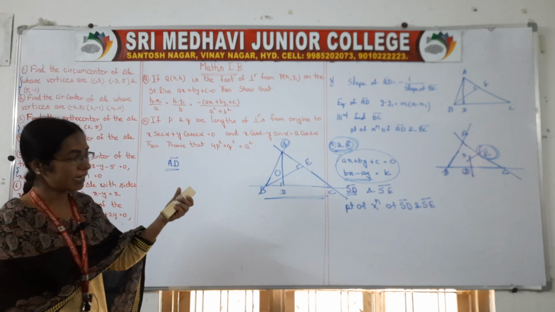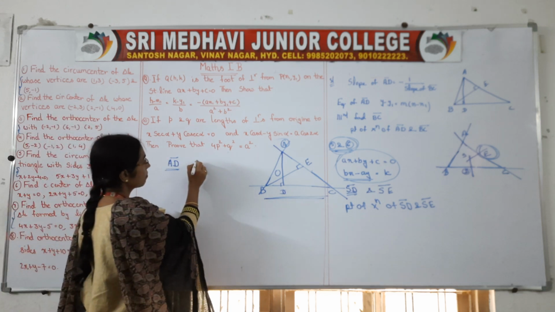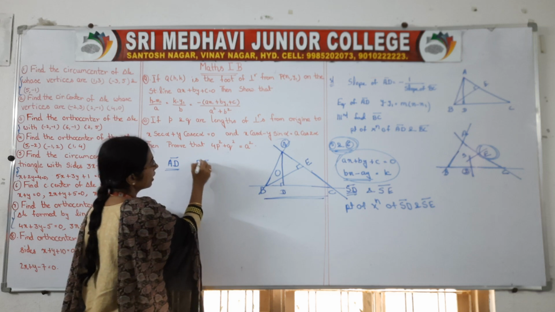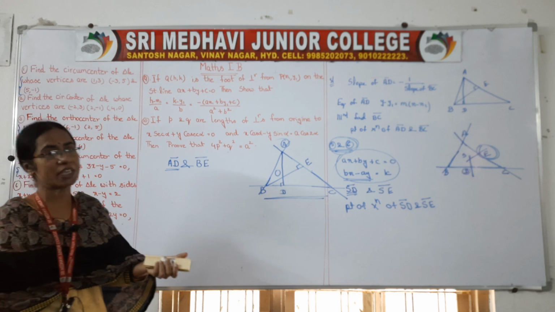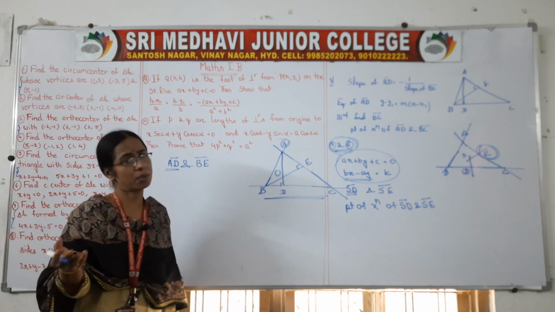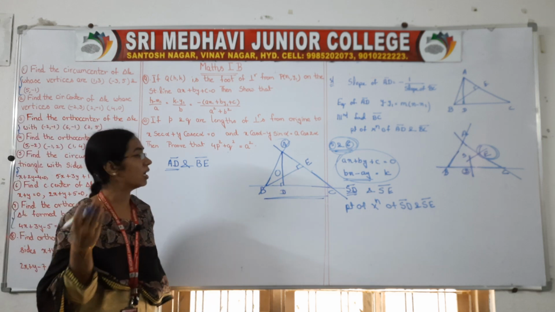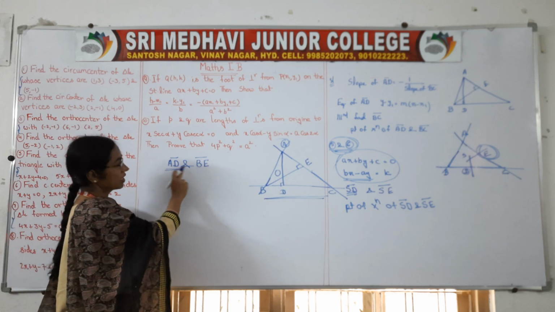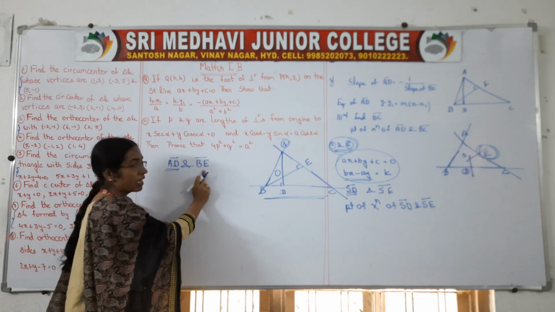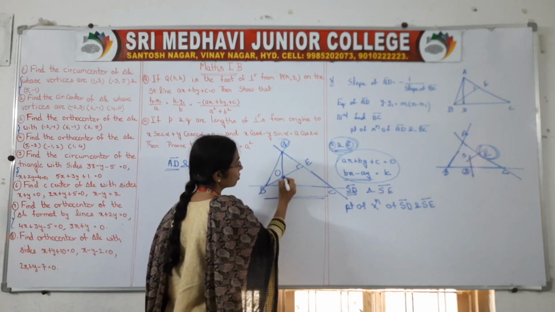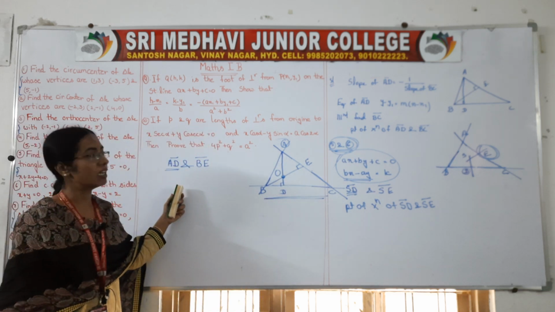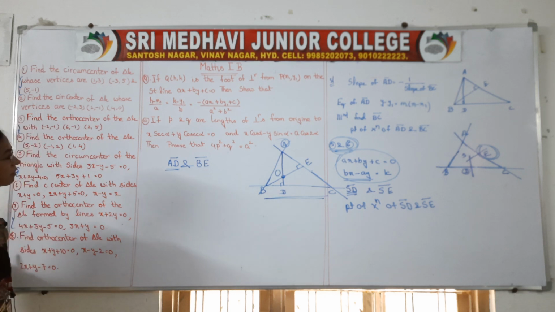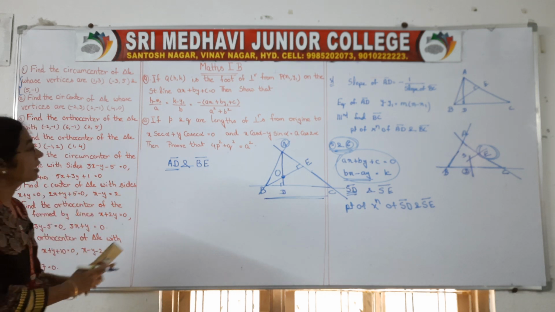Once you have AD, then you find BE in the same form. Then the point of intersection of AD and BE, by using the point of intersection formula, is your orthocenter. So that is the concept and method of your 7th and 8th form. Now come to the 10th one.